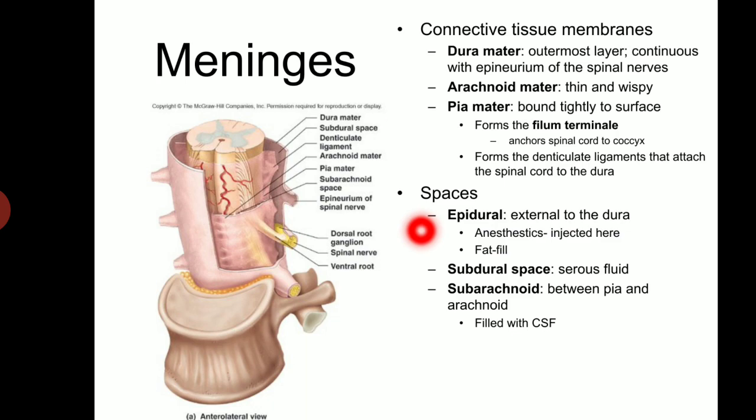Now, spaces. Epidural space means external to the dura. So what is the importance of the epidural space? Anesthetic agents are injected here, and it is filled with fat. The subdural space is beneath the dura, which is filled with serous fluid, and the subarachnoid space is between the pia mater and arachnoid mater, which is filled with cerebrospinal fluid.